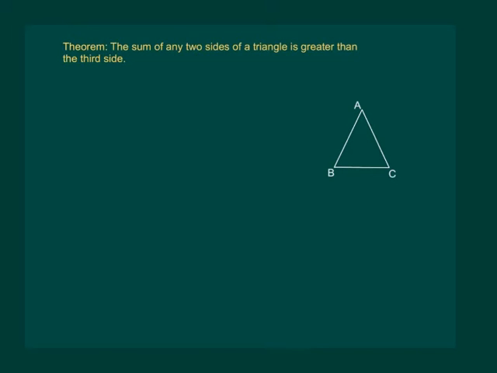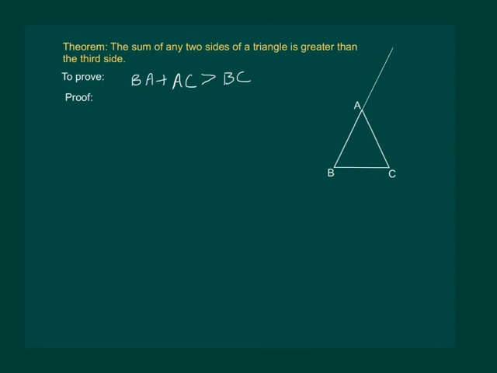Now, using the previous two theorems, we can prove another theorem which states that the sum of any two sides of a triangle is greater than the third side. So let us consider triangle ABC. According to the theorem, we need to prove that BA plus AC has to be greater than the third side, that is BC. So let us start with the proof.